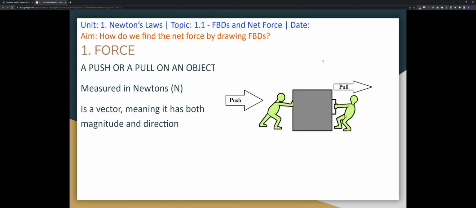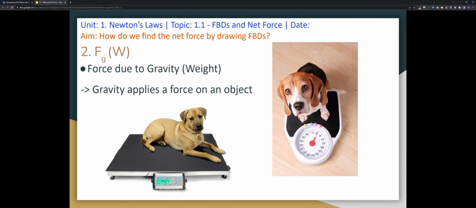So if I push this table, push a chair, I'm applying a force on that chair. I'm pushing on that chair, I'm applying a force. Now, there are many different types of forces.